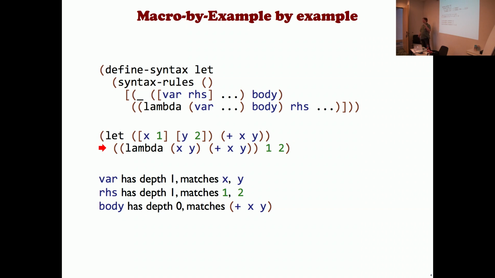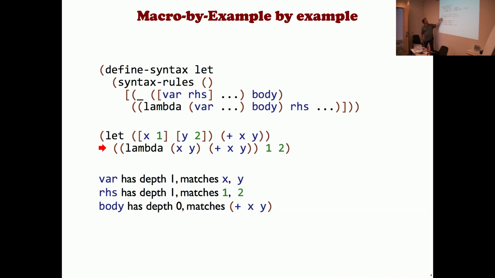Okay, so if we have let x be 1, y be 2, and x plus y, okay, var, since it's followed by one ellipsis, has depth or rank 1. That means that it has a sequence of terms as its match value, right? And the actual terms are x and y. RHS also has depth 1. It has the match values 1 and 2. Body has depth 0. There are no ellipses after it. So it just has the single term x plus y.